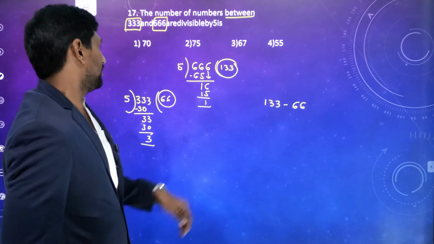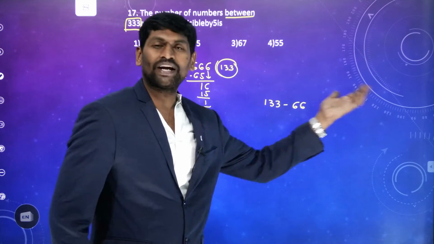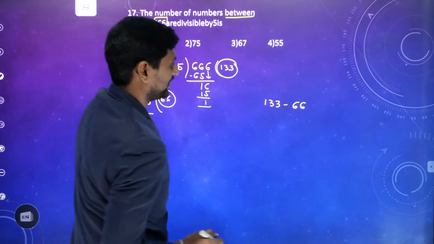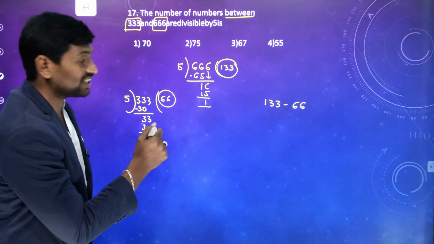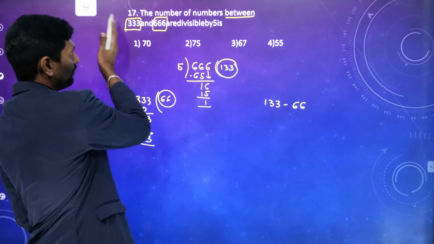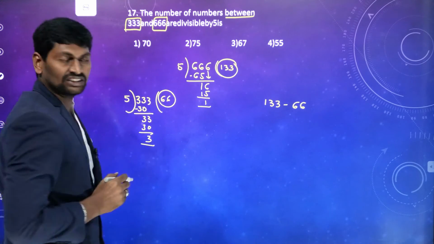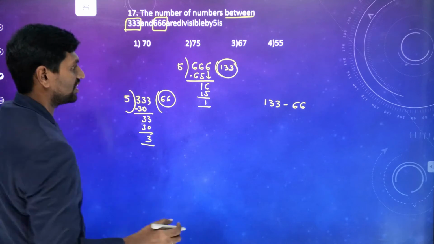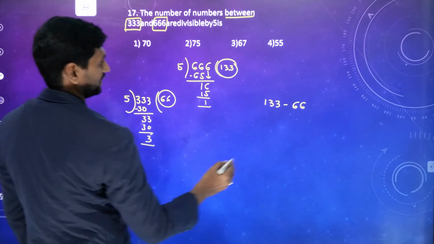Okay. So luckily here no need to take -1, because we have 133 and 66 numbers which are divisible by 5. That means before 333 we have 66 numbers. Up to 666 we have 133 numbers. Directly we can subtract like the previous problem. Okay? So what is the answer here? 67.